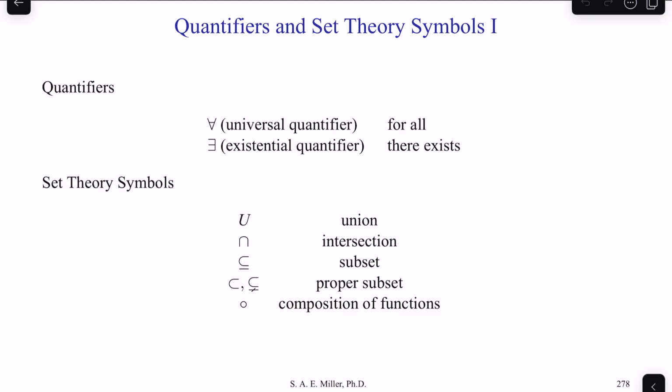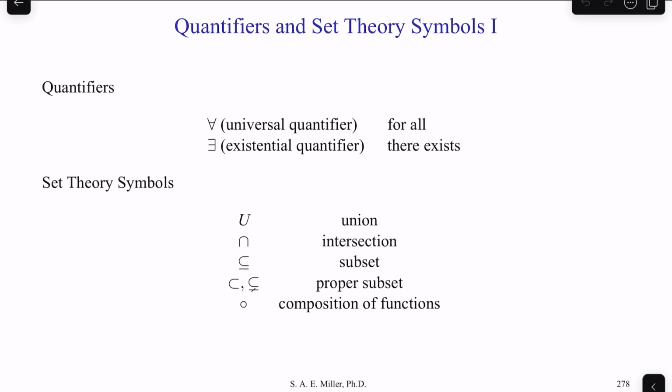A subset, for example: a set A is a subset of B if every element in A is also in B. This also means that A is entirely contained within B. A proper subset means, for instance, that a set A is a proper subset of B if A is a subset of B but A is not equal to B. So this means that A is some but not all the elements of B.